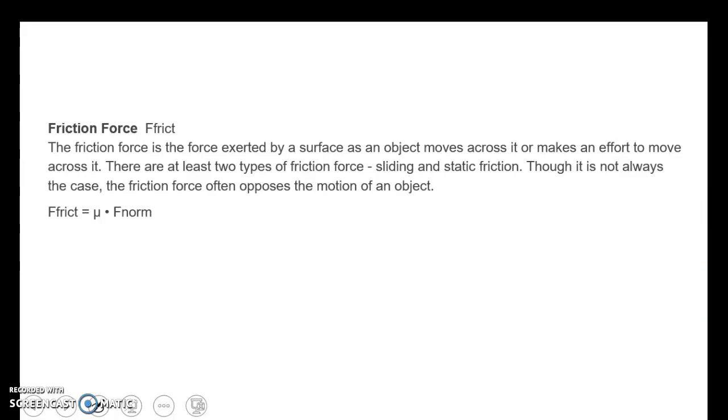Then you got frictional force. Again, you can write it big F, little f. You can write out fric, I don't care, as long as you know what it is. But a frictional force is the force exerted on a surface as the object moves across it or makes an effort to move across it. So there has to be two objects in contact where one's moving across the other. You can have sliding or static, and we'll talk about those more in detail when we talk about friction. But sliding friction is when the object's moving, right?